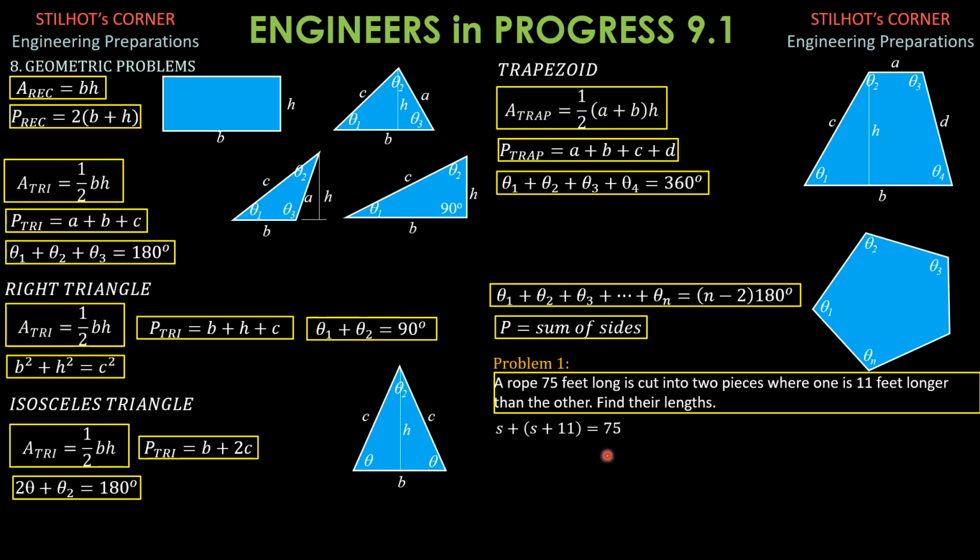2S equals 75 minus 11, 64. So S is 64 over 2, so 32 feet. If the shorter part is 32 feet, the longer part would be 32 plus 11 or 75 minus 32. So that is 43 feet. 32 plus 11 is 43 feet. 75 minus 32 is also 43 feet. So the longer part is 43 feet.